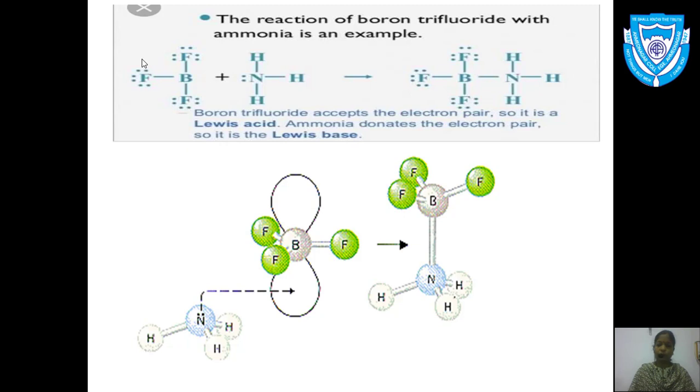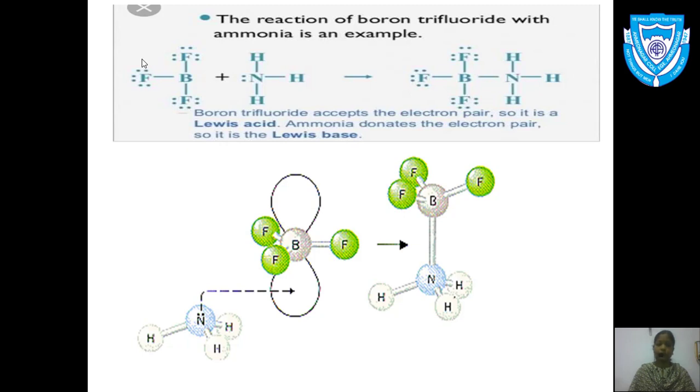The bond formed between boron and nitrogen is a coordinate covalent type of bond because it is contributed by nitrogen, but it does not belong to boron only. It is shared between boron and nitrogen. Hence, it is a coordinate covalent type of bond.